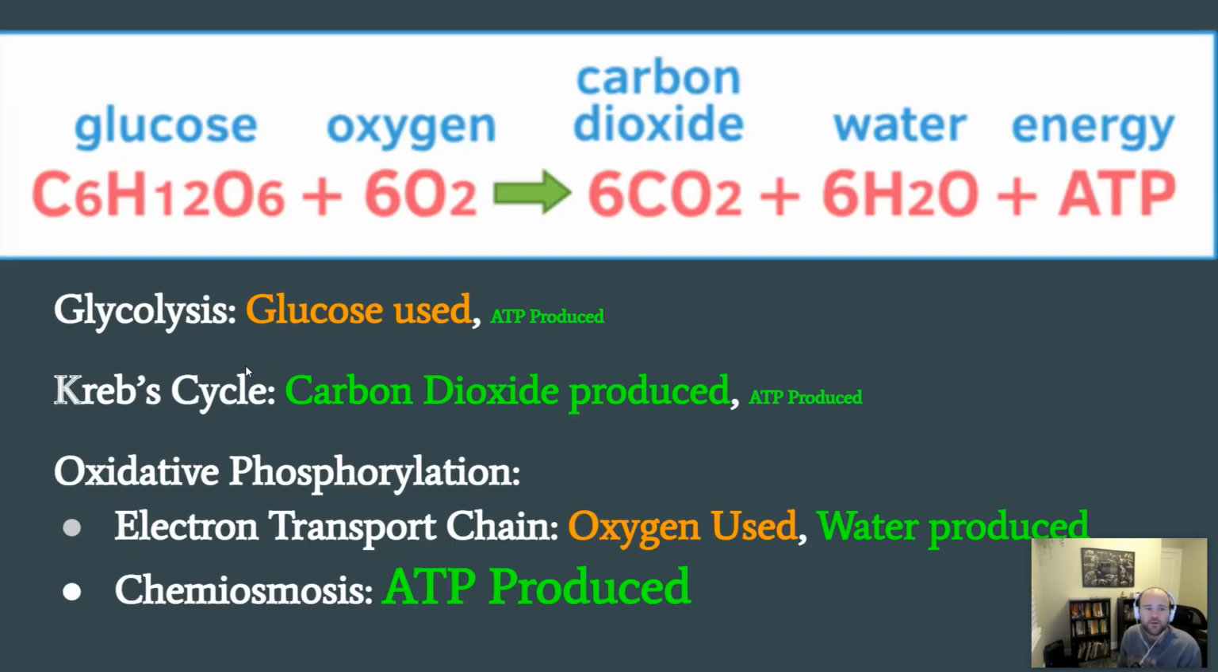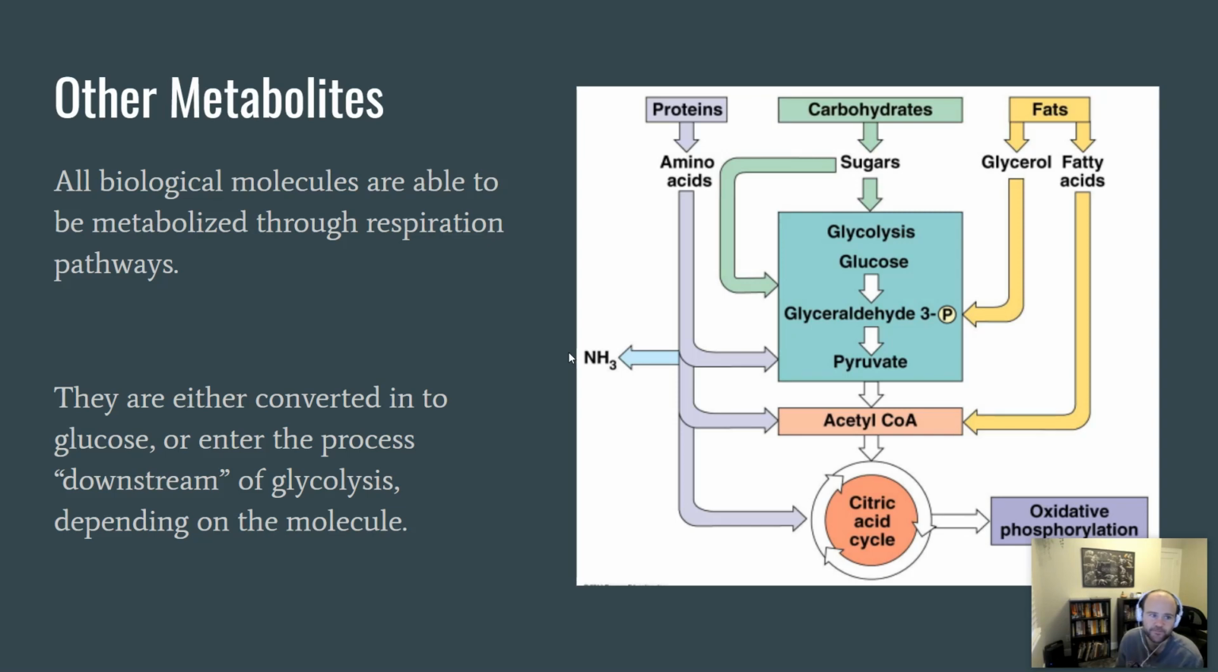So going back to our original formula, we used up sugar in glycolysis and made a tiny bit of ATP. We made carbon dioxide in the Krebs cycle and the Link cycle and got a little ATP out of it. And then in oxidative phosphorylation, that's where we used up our other reactant. We used up oxygen. We made our other product, water, and we produced a huge amount of energy in the end.